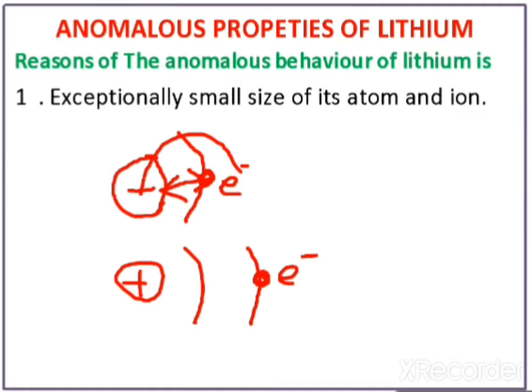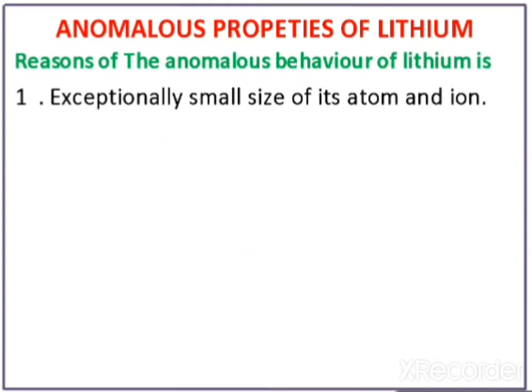That's why these are not converting into ions. Lithium has less tendency to give electron. Why? Because of its small size. Sodium is quite larger. So due to the increase in atomic size, the attraction between nucleus and electron is decreasing, so it's quite easier to remove the electron. That's why sodium is forming ionic compound, and lithium is forming covalent compound.